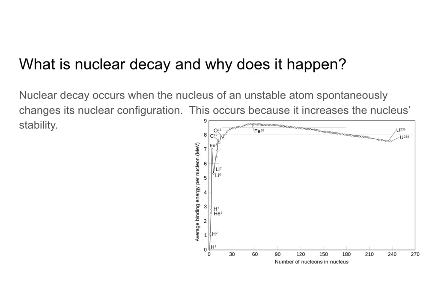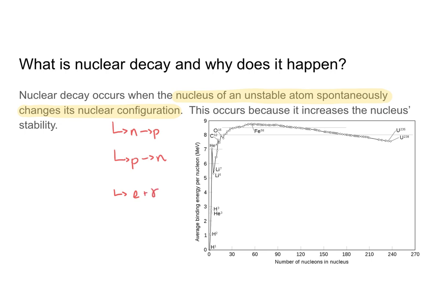Nuclear decay occurs when the nucleus of an unstable atom spontaneously changes its nuclear configuration. This occurs because it increases the nucleus's stability, but let's talk about what changing its nuclear configuration means. So when I say changes its nuclear configuration, what I really mean is typically, there's a few things that can happen. So first, I could have a neutron that turns into a proton. I could have a proton that turns into a neutron. Or I could just have an electron change its configuration and release a photon.